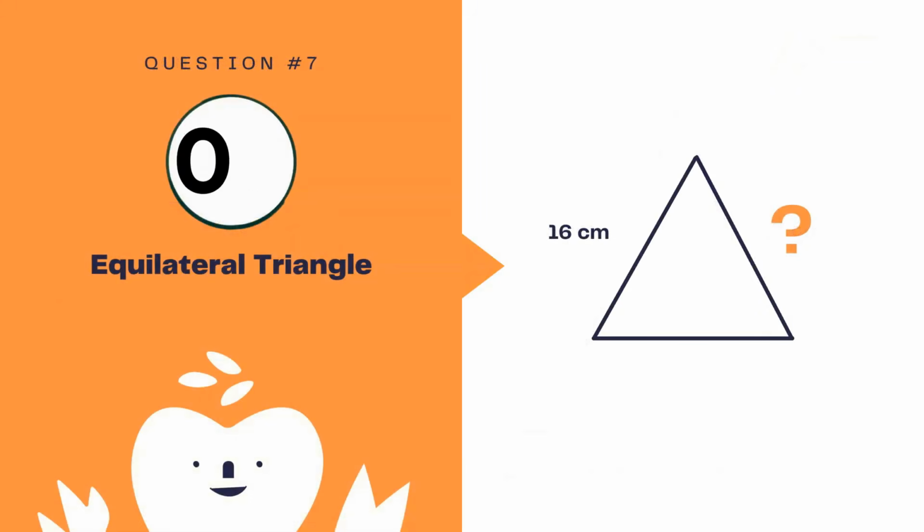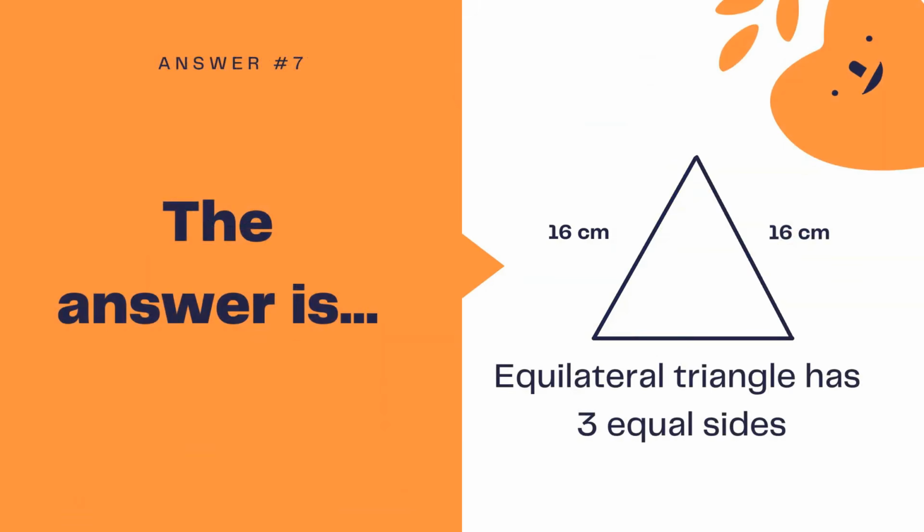What is the missing measurement? All sides are equal. 2, 1. The answer is 16 centimeters. Equilateral triangles have three equal sides.